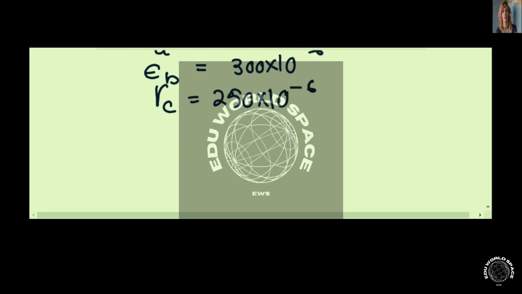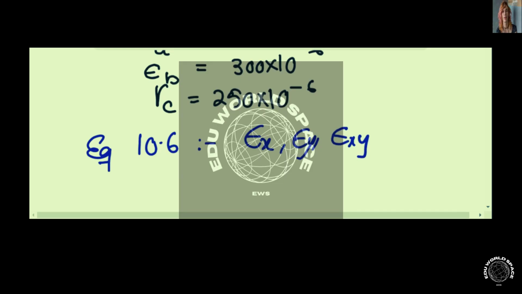So what we are going to do over here is follow example 10.8, which is similar to this problem, right? And we are going to use equation 10.6 to find out the strain components, that are epsilon sub x, epsilon sub y, and epsilon sub xy, right?